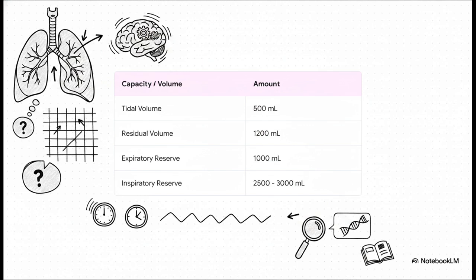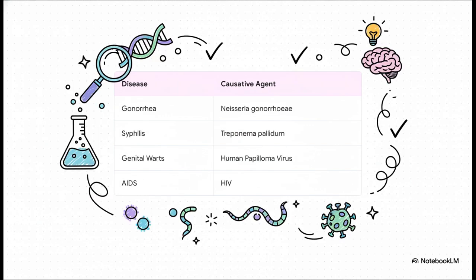Tidal volume is 500 milliliters. Residual is 1,200 milliliters. You either know the data matrix or you don't. We saw the exact same strategy deployed in the 2017 paper regarding human health. They hit students with a match-the-column question, pairing sexually transmitted diseases directly with their causative agents. Gonorrhea with Neisseria, syphilis with Treponema, genital warts with HPV.